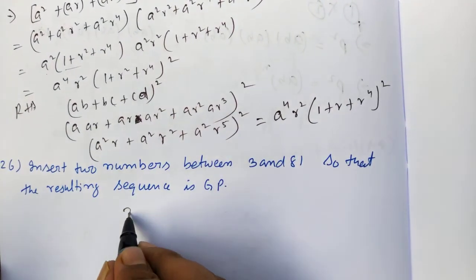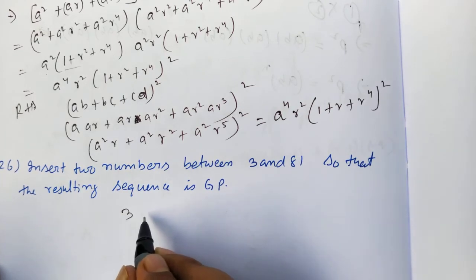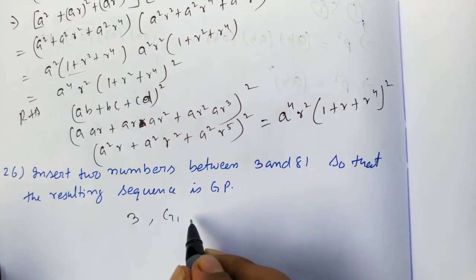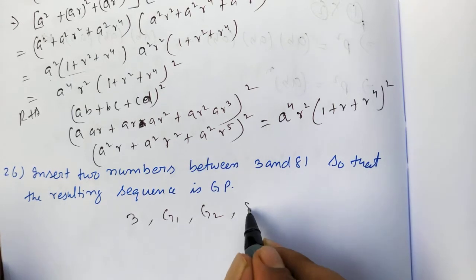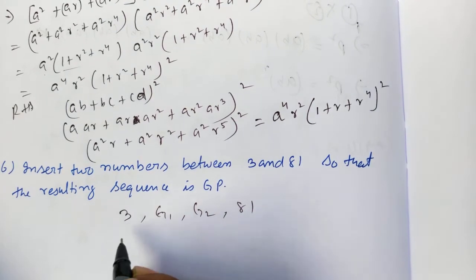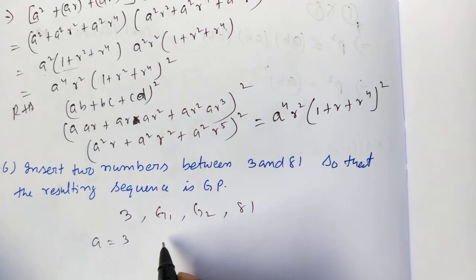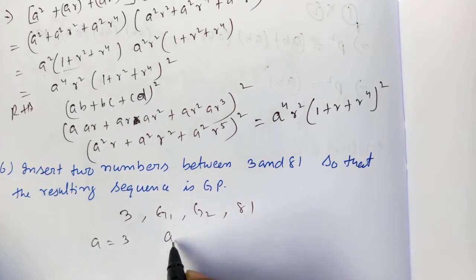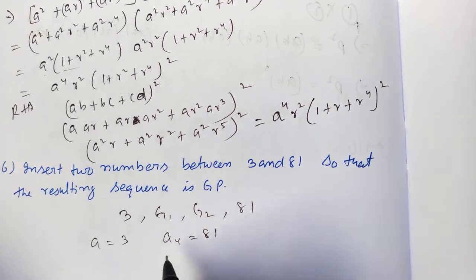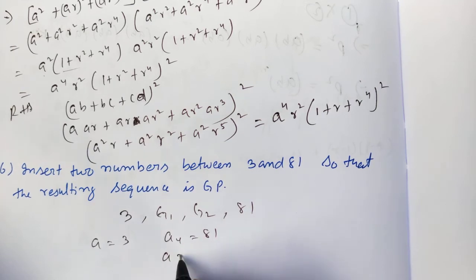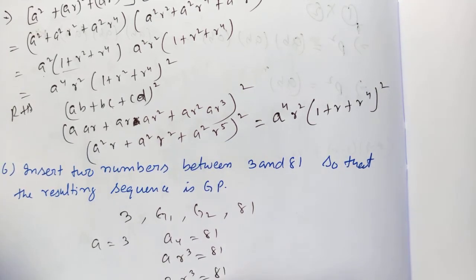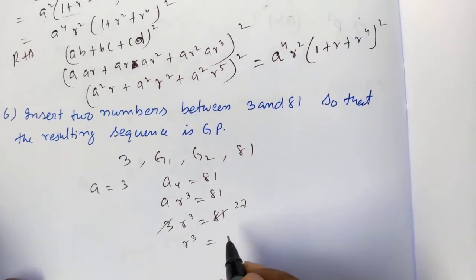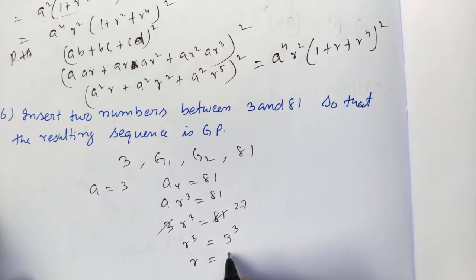Insert 2 numbers between these, so we can write 3, G1, G2, 81. So we can say A is 3 and AR cube is 81. AR cube is 81 means we can cancel 27. R cube is 3 cube, so R is also 3.